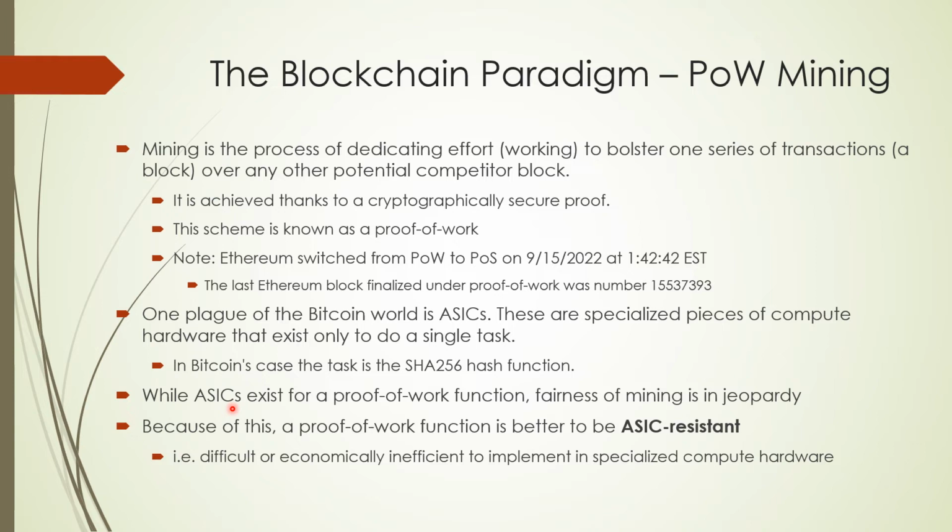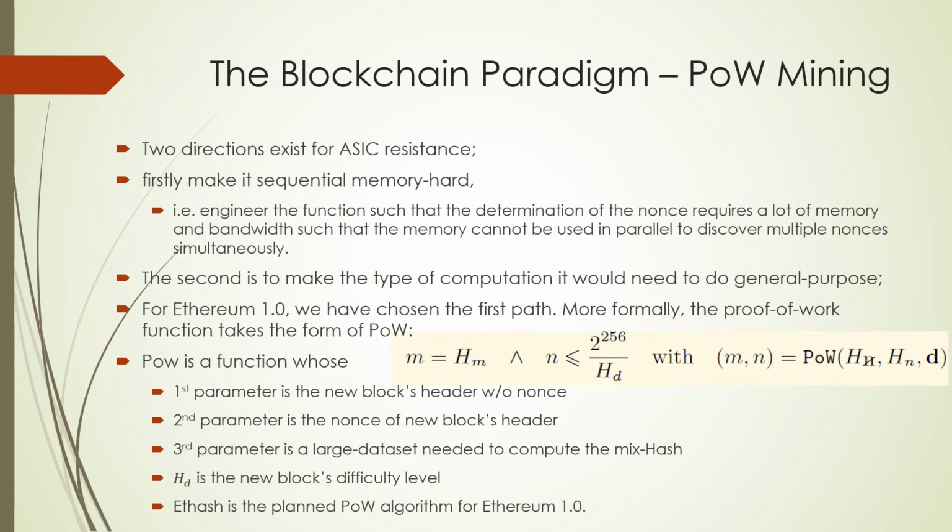Now, because of this, Ethereum has decided to come up with a proof of work that is ASIC resistant. What does that mean? That means it is either too difficult or economically inefficient to implement the proof of work function using specialized computer hardware, the way the SHA-256 hash function can be implemented using an ASIC. An ASIC-resistant function should try to avoid that. So let's talk about how we can make a proof of work function ASIC resistant. There are two main directions.